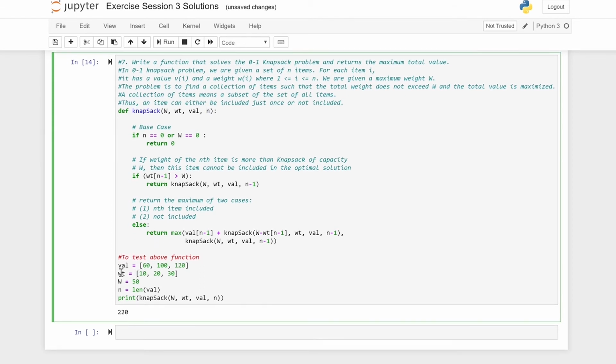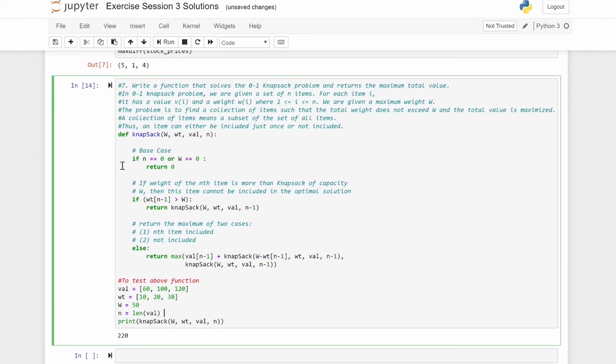Here we have 3 items. These are the values, and these are the weights of the items, and this is the capacity my bag can take. And we are calling the knapsack function. If n is 0, I'm not going to put any items into my bag, or I cannot put any of them because my capacity is 0.